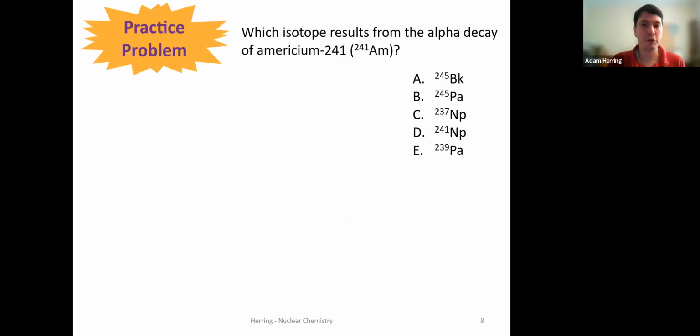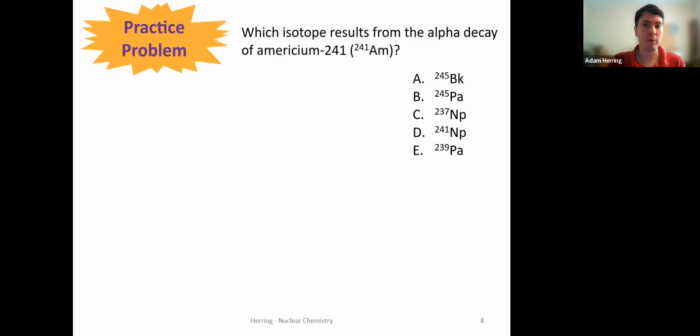Here's a practice problem for you to try. Pause the video and see if you can determine this one on your own. Welcome back. So we want to know, what is the isotope that results from the alpha decay process of americium-241?